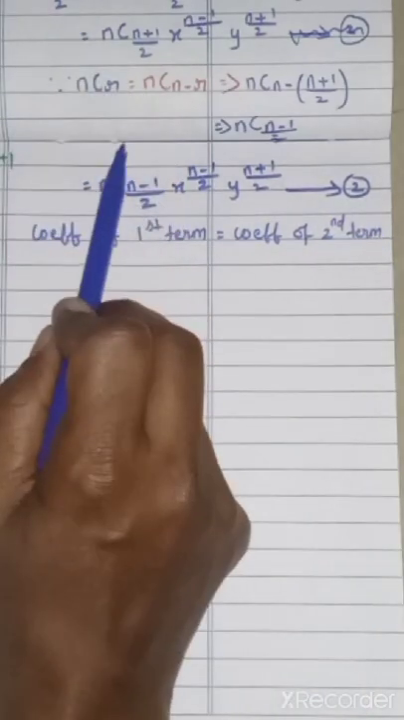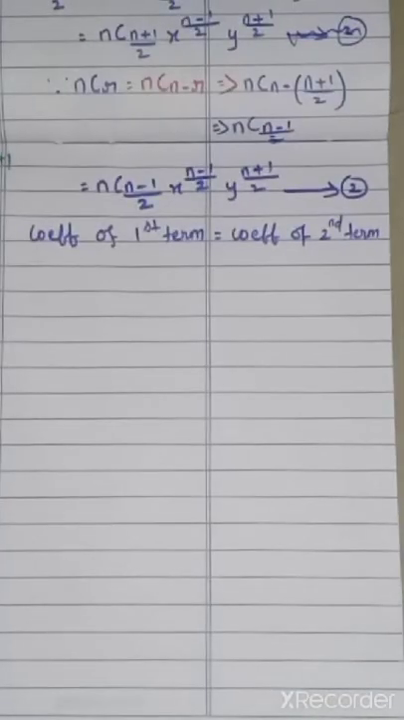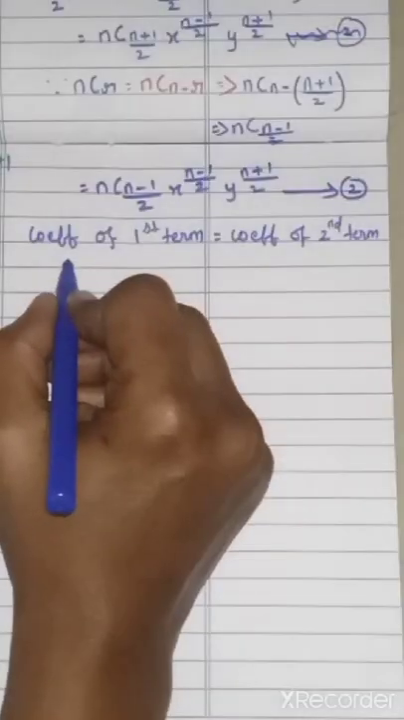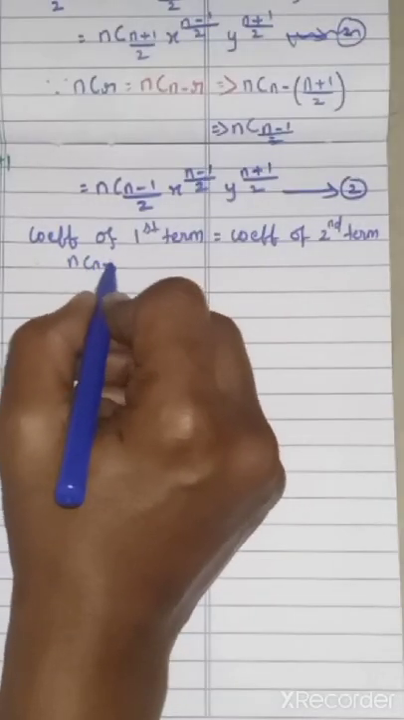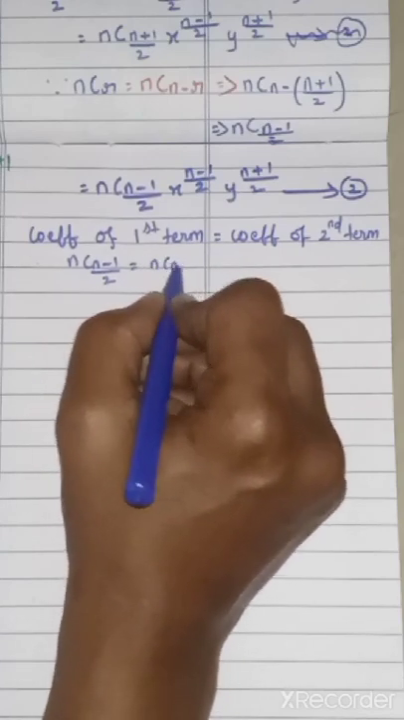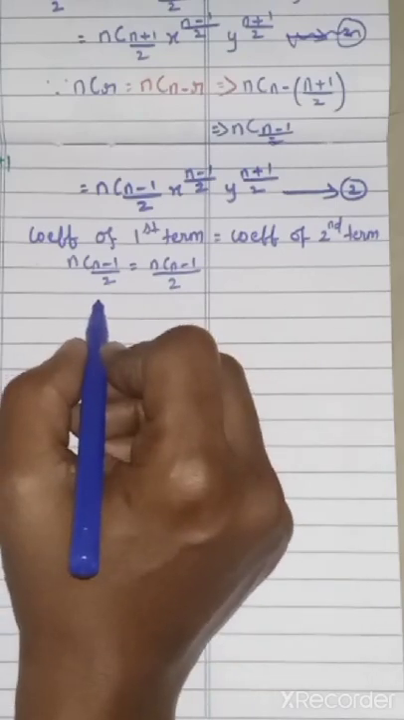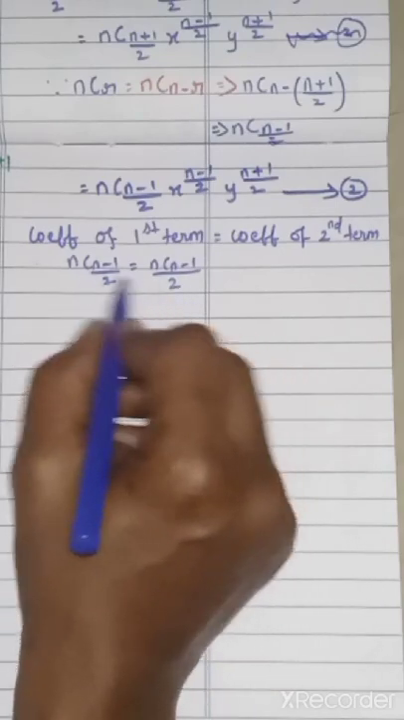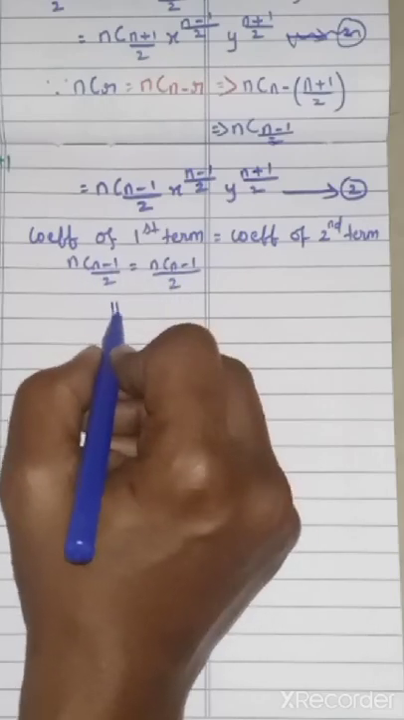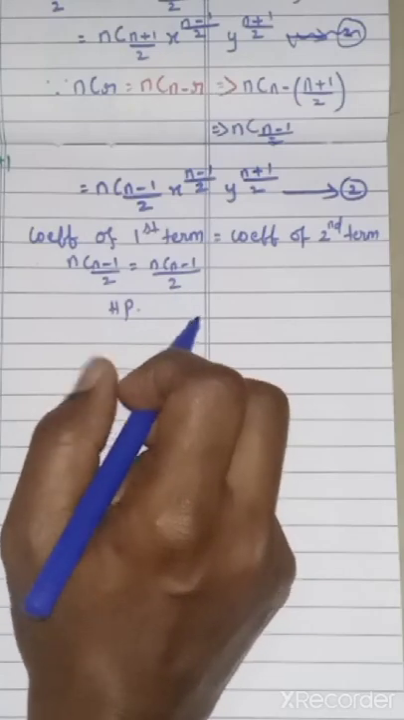Now the coefficient of the first term is equal to the coefficient of the second term, that is nC(n-1)/2 equals nC(n-1)/2, correct? So coefficients are equal. We proved that the coefficients are equal, hence it is proved. Is that clear? So we wanted to prove that only? Yes, the coefficients of the middle terms are equal. So we proved that they are equal.